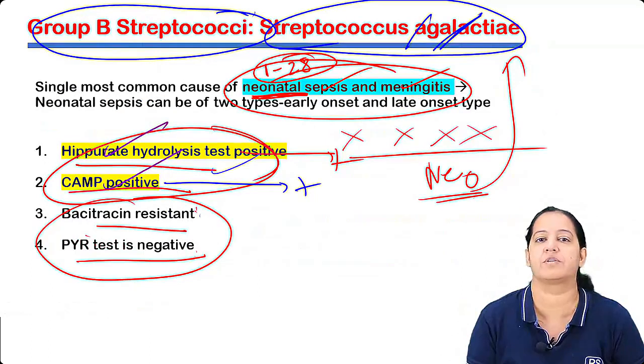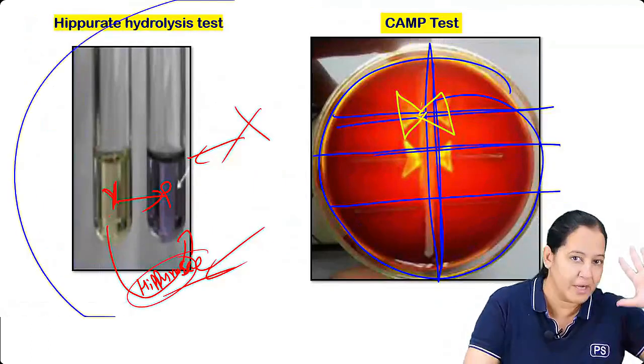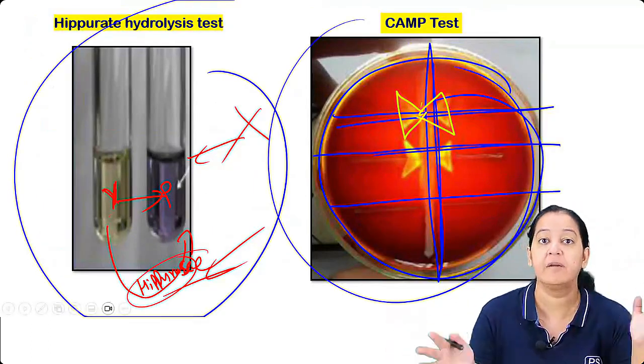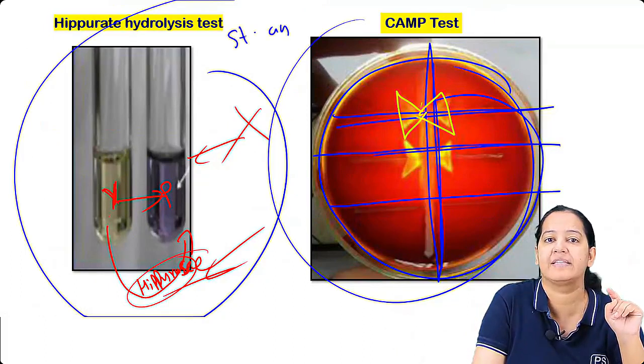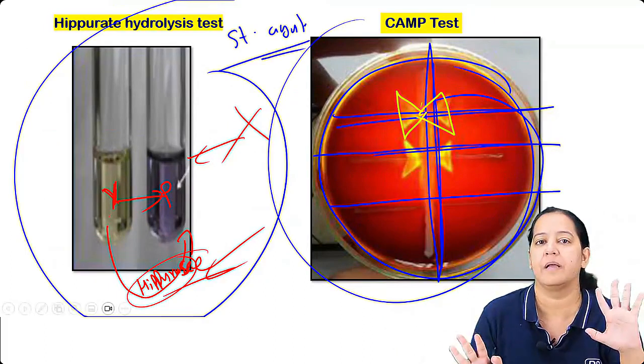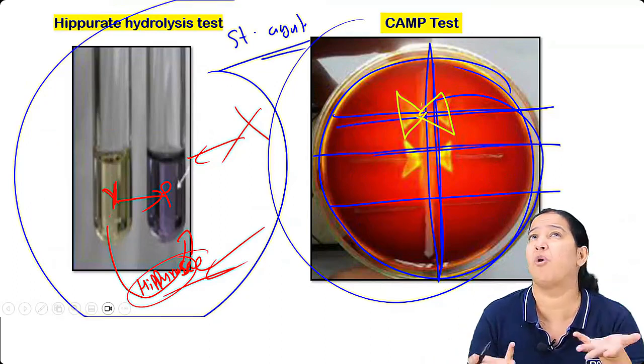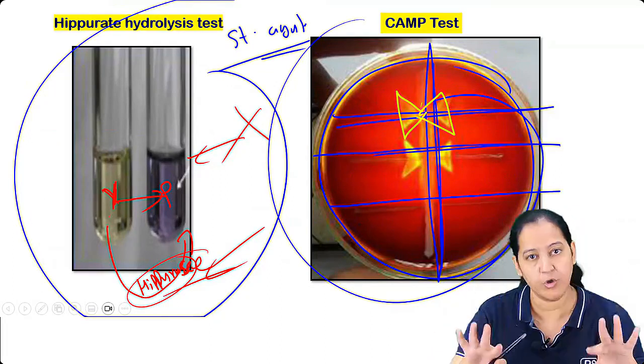It's hippurate positive. Both of them are shown here. Hippurate positive, CAMP positive. कहानी खत्म. Which bacteria? Streptococcus agalactiae. Summary is that. Learn the summary. But if I told you directly, you may be thinking, ma'am, what is all these terms? I don't understand. But now you can have a better understanding.